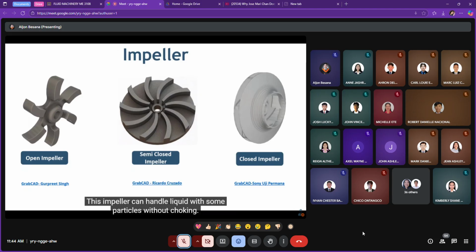Now the third type is closed impeller. Pumps used in the process plant have a closed impeller. In this type, vanes are enclosed from both sides. In the image, you can see this type.